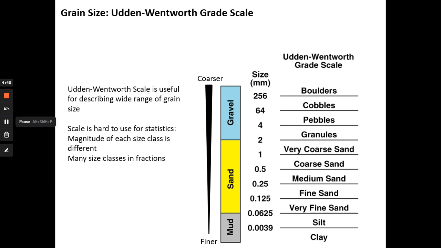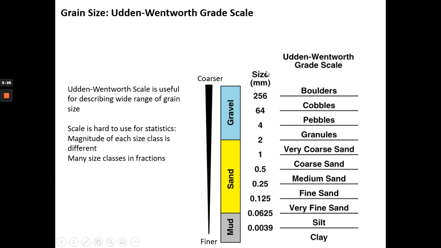Okay. So the Udden-Wentworth scale is very practical, very useful for describing a wide range of grain sizes, going from very fine to the very coarse, and that wide range is also a weakness of the scale. Well, this grain size scale is very hard to use for statistics, right? First, because the magnitude of each size class is very different. You're going from, look at that, 0.0039, okay, four decimals, up to 256 millimeters, tens of centimeters.